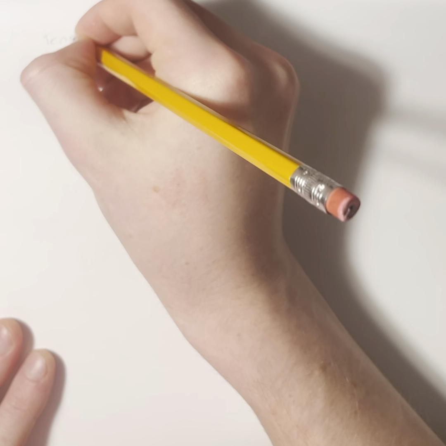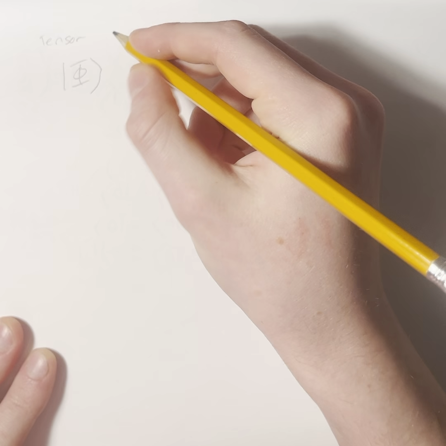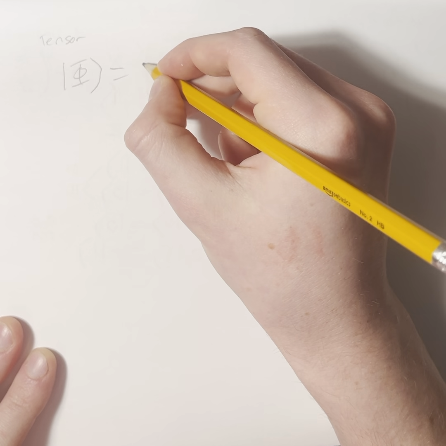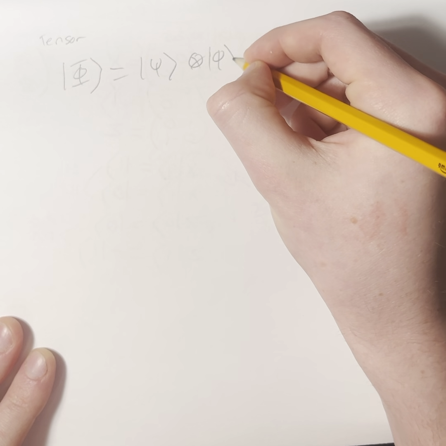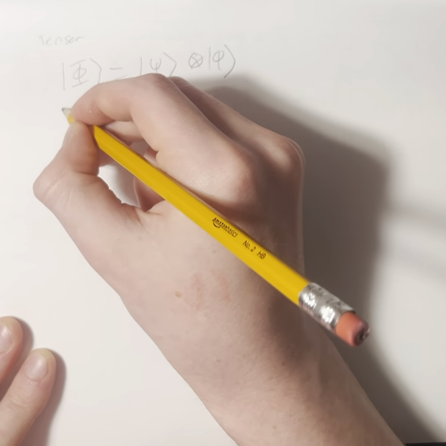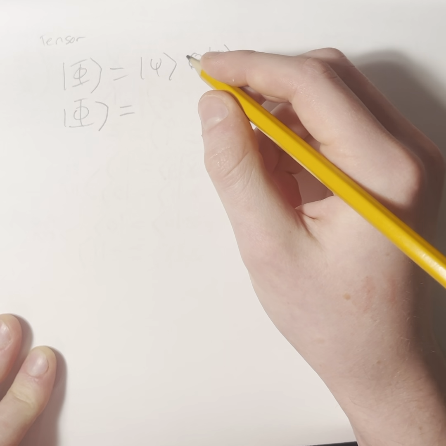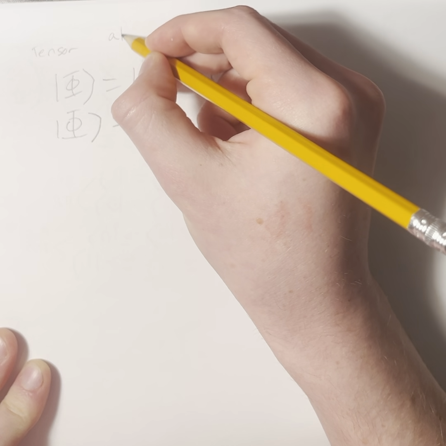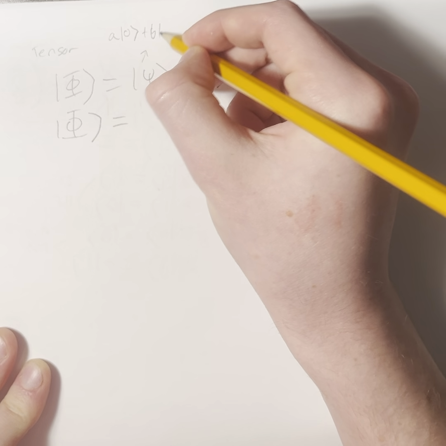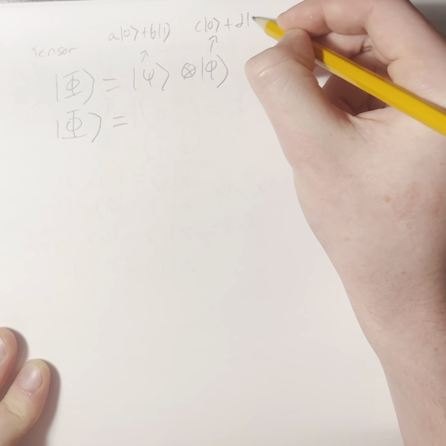Hey guys, so in the last video we talked about the tensor product, where if we have some state, let's say capital psi, which is a tensor product of ket psi and ket phi, then this is necessarily a linear combination of the following states. So let's say this is a combination A ket 0 plus B ket 1, and this is a linear combination C ket 0 plus D ket 1.